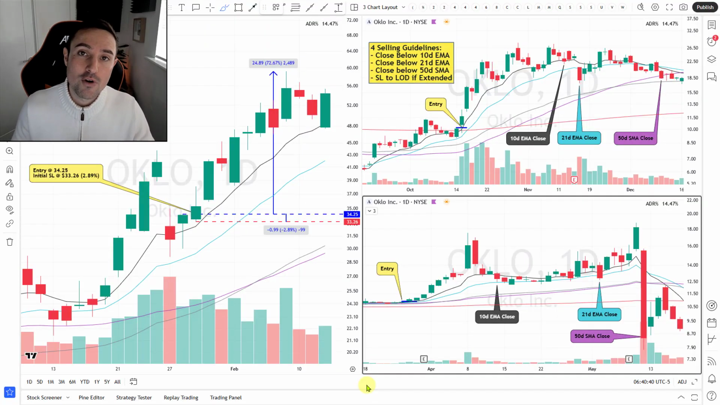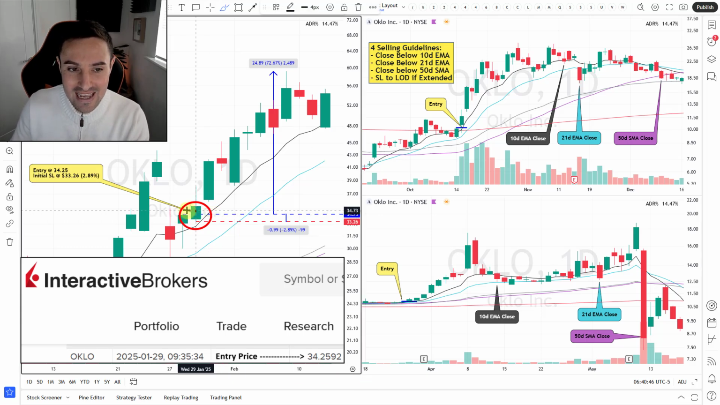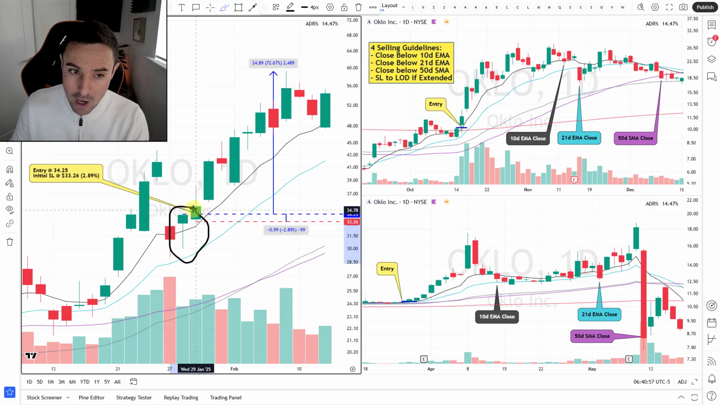Now I'm going to be taking you through my trade in Oklo, OKLO. So the entry is through the high of this shakeout demand tail on the 10-day EMA. Okay, if you follow me for a little while, you know about shakeout demand tails, gap down reverse bars and trigger bars. So I'm targeting the entry through the high of the shakeout demand tail on the 28th of January 2025. It's an inside bar, nice shakeout demand tail.